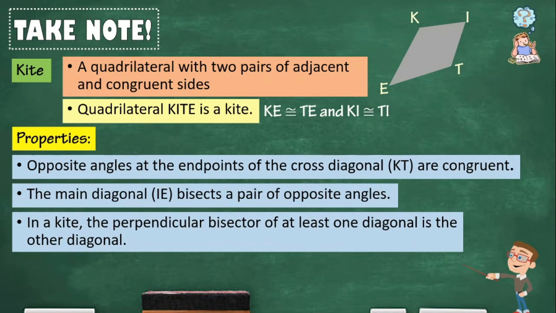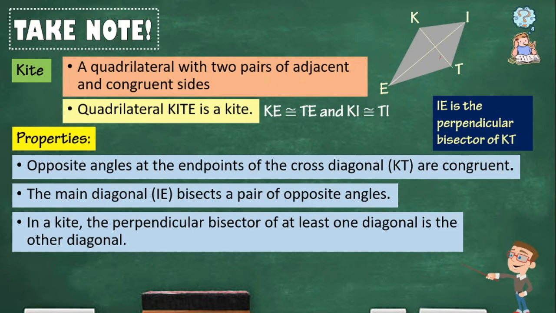In a kite, the perpendicular bisector of at least one diagonal is the other diagonal. That is, IE is the perpendicular bisector of KT. So this segment, diagonal IE, bisects KT into two equal parts.